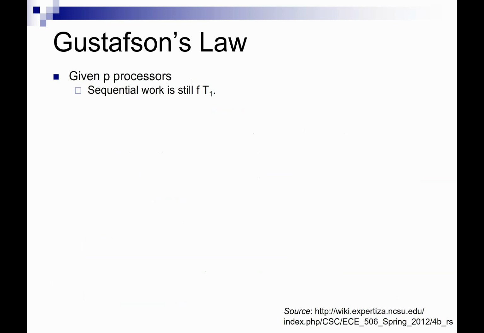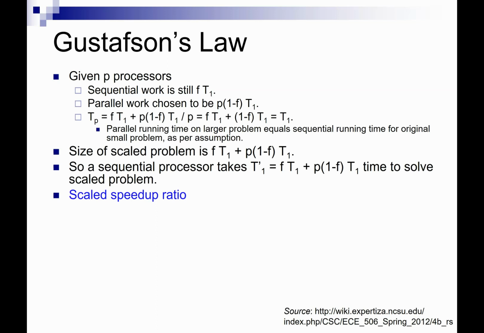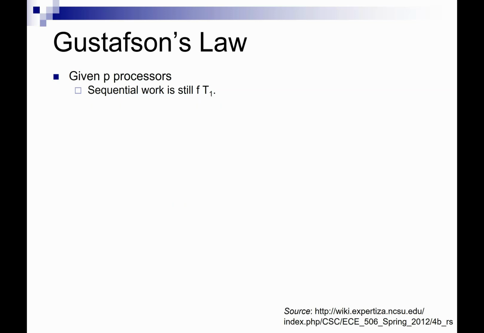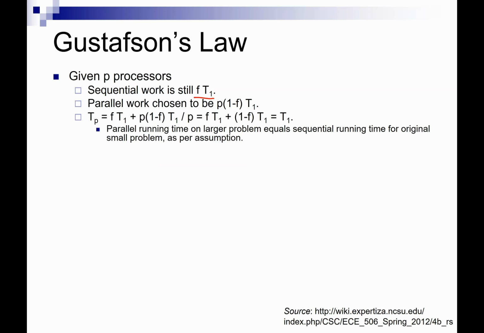Okay, so now let's actually get to Gustafson's law. What it's saying is that suppose you have P processors. Okay, so let's do it this way. When you had one processor, the amount of sequential work is going to be the sequential fraction times the sequential running time. So the sequential work is going to be F times T1. Now, given P processors, we want to choose the amount of parallel work so that the parallel running time is equal to the sequential running time.